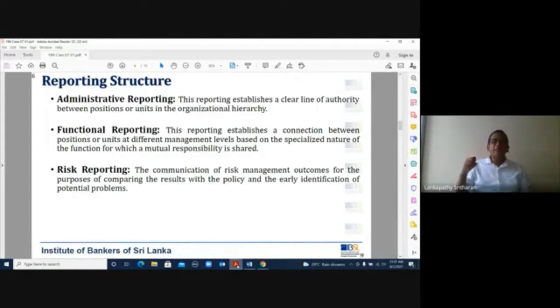But functional reporting means that, rather than following the administrative reporting, for certain functions they may have a different reporting line.